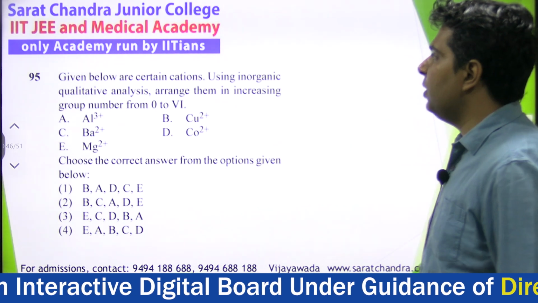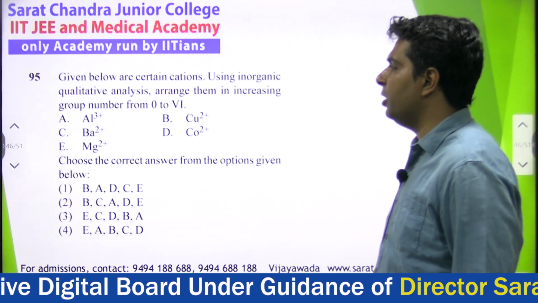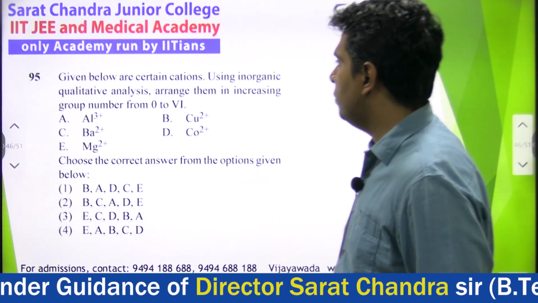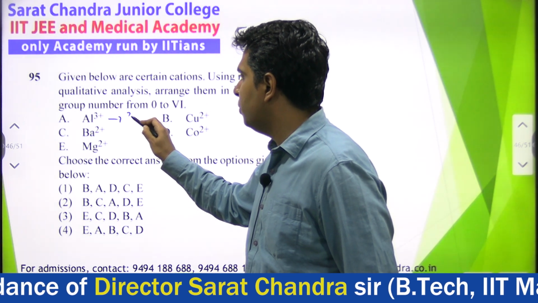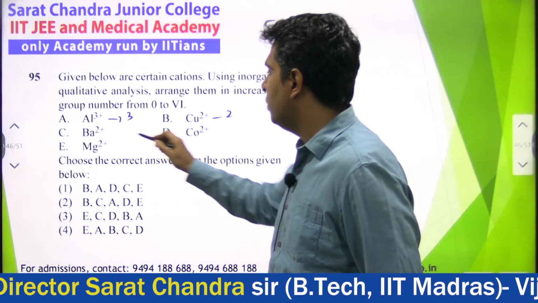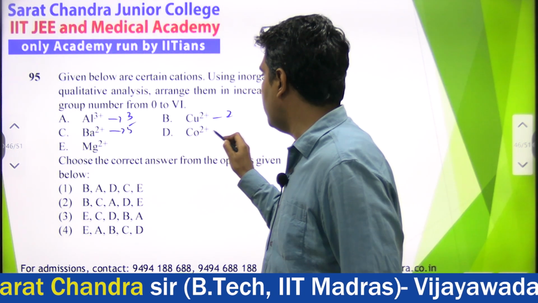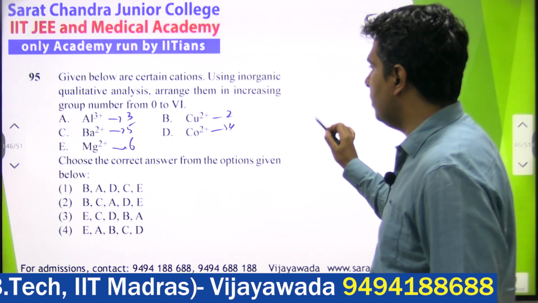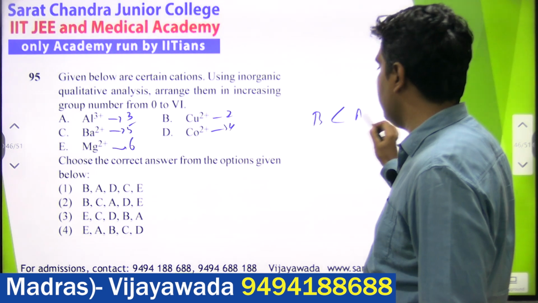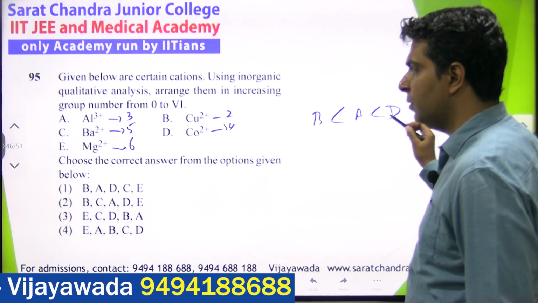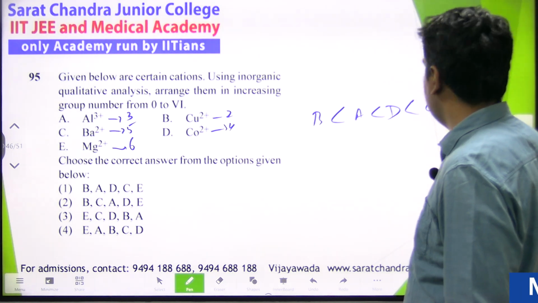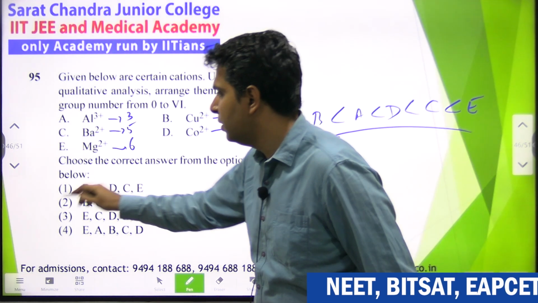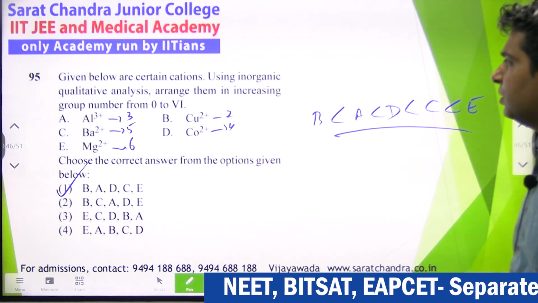Next question. Given below are certain cations used in inorganic quantitative analysis. Arrange them in increasing order of group number from 0 to 6. So aluminium is in group 3, copper is in group 2, barium is in group 5, cobalt is in group 4, and magnesium is in group 6. So the increasing order is B, then A, then D, then C, then E. So this will be the order B, A, D, C, E. So the first option is the answer.